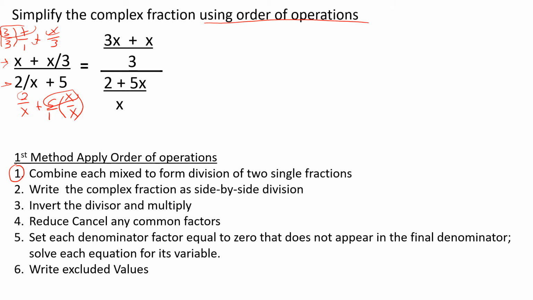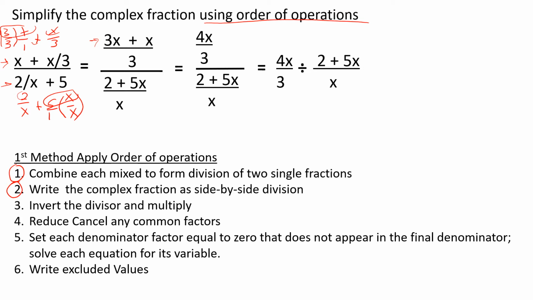Then you're going to simplify if you can. If you look here, 3x plus x is 4x. And then 2x plus 5x in the denominator, you can't add them or combine them. They're not like terms. But now you've got two single fractions being divided, and now you're ready to take that complex fraction and write it side by side. So that's what I'm going to do.